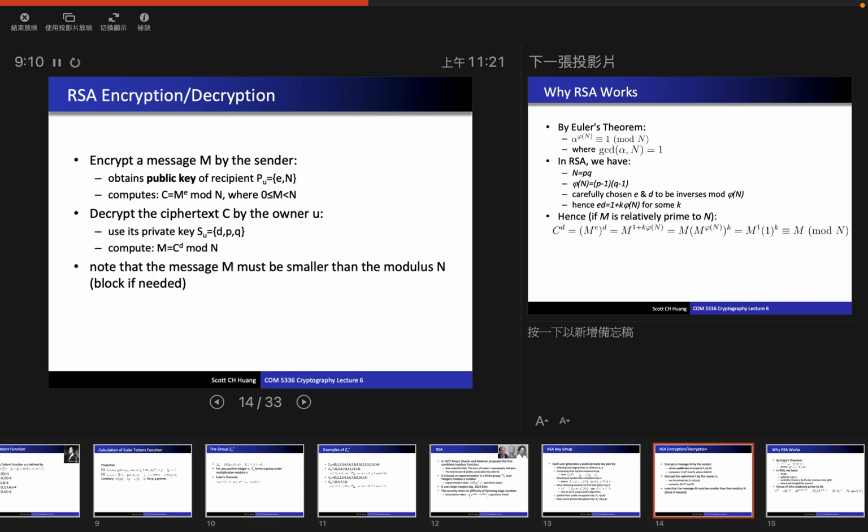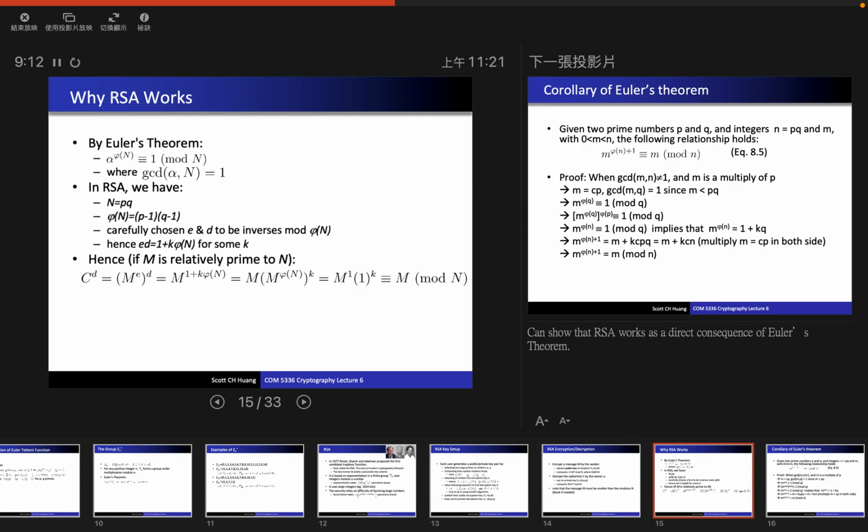Let's take a look at why it works. By Euler's theorem, we know that it holds for any alpha. This alpha is a plaintext; you can regard it as a plaintext. You know the relationship of this. You just keep calculating its power.